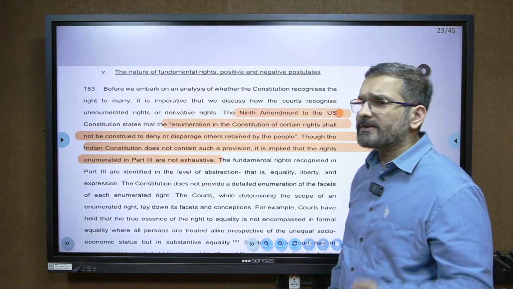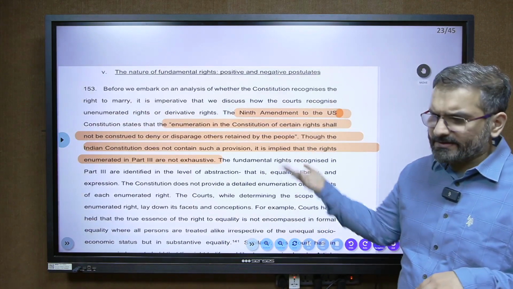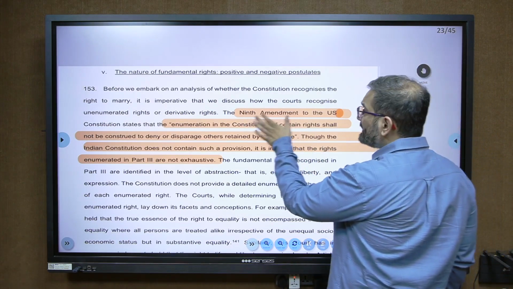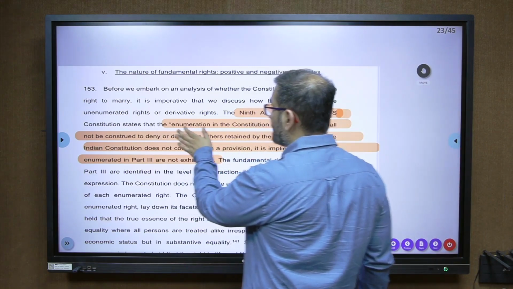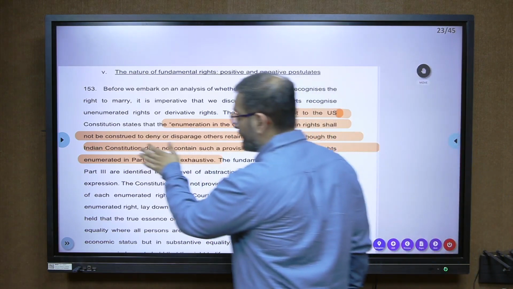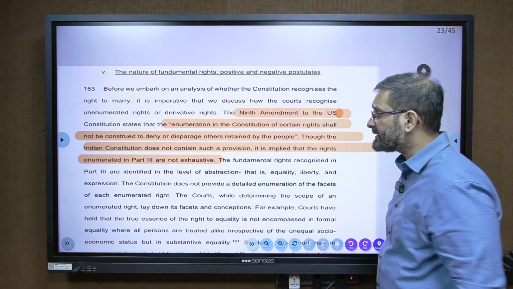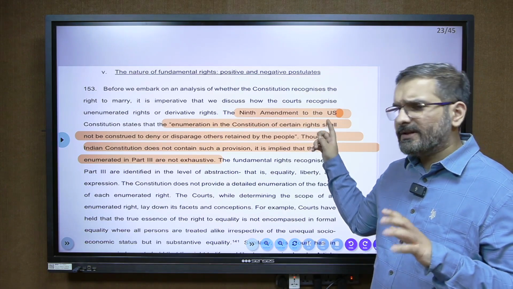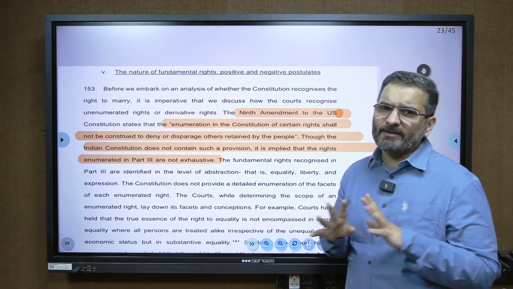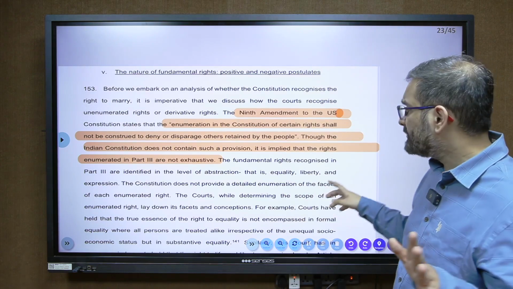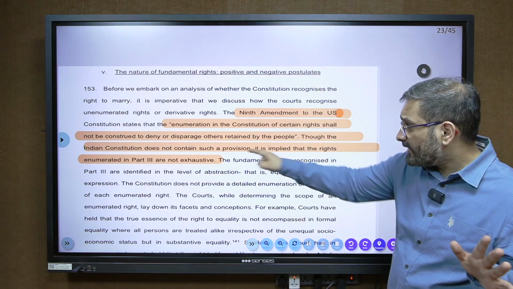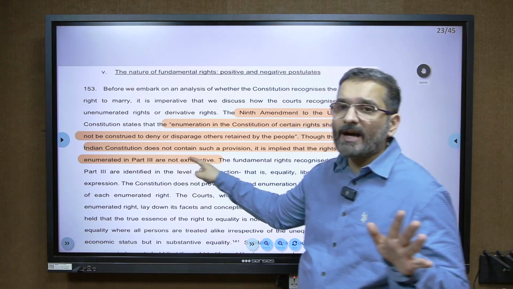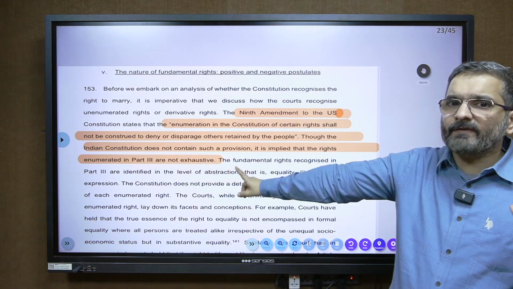Now the Supreme Court enters into constitutional theories, primarily the CJI enters into that, and then it says the Ninth Amendment to the US Constitution states that the enumeration in the Constitution of certain rights shall not be construed to deny or disparage others retained by the people. You will have to do this a bit; UGC NET and CLAT love anything relating to US law. Though the Indian Constitution does not contain such a provision, it is implied that the rights enumerated in Part 3 are not exhaustive. So remember this fun fact too.